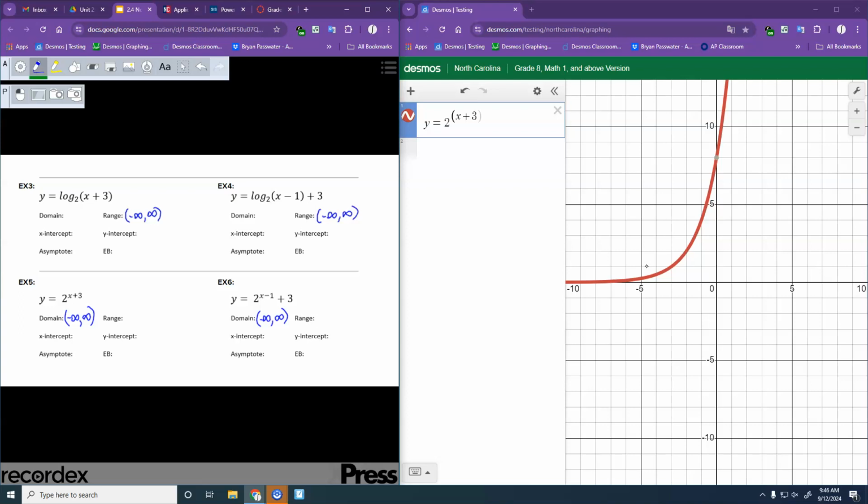Let's go back to this one. What's my range? What's the lowest y value I ever go to? 0. What do I go up to? What's the highest? Infinity. Parentheses with both of those. X-intercept, where do I cross the x-axis? It does not. There's none. Because that is a horizontal asymptote. I never actually get there, right?